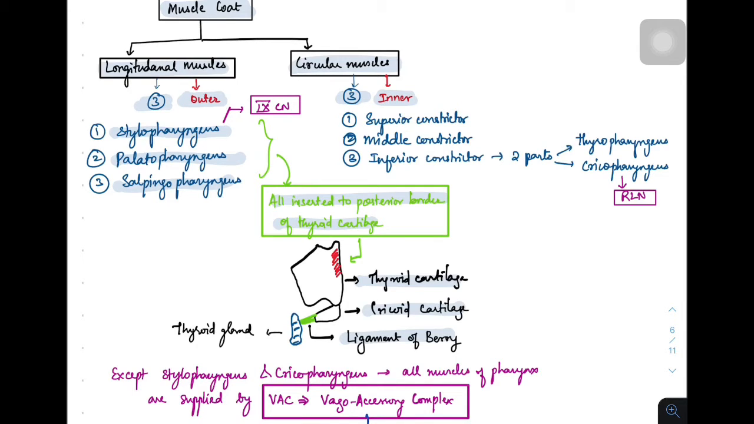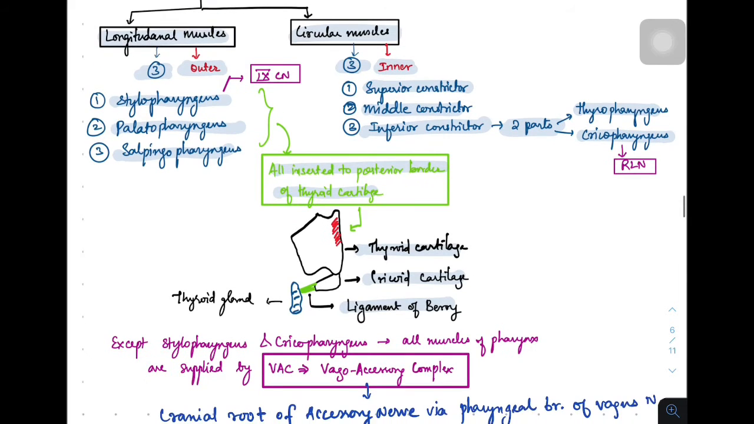Now talking about the circular muscles, we have 3 in number: superior constrictor, middle constrictor and inferior constrictor. The inferior constrictor muscle consists of 2 parts: thyropharyngeus, which forms the oblique part, and cricopharyngeus, which forms the transverse part.